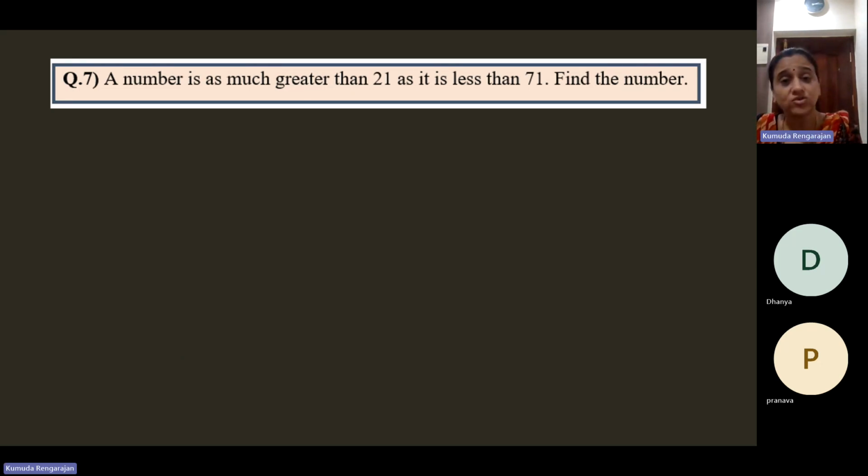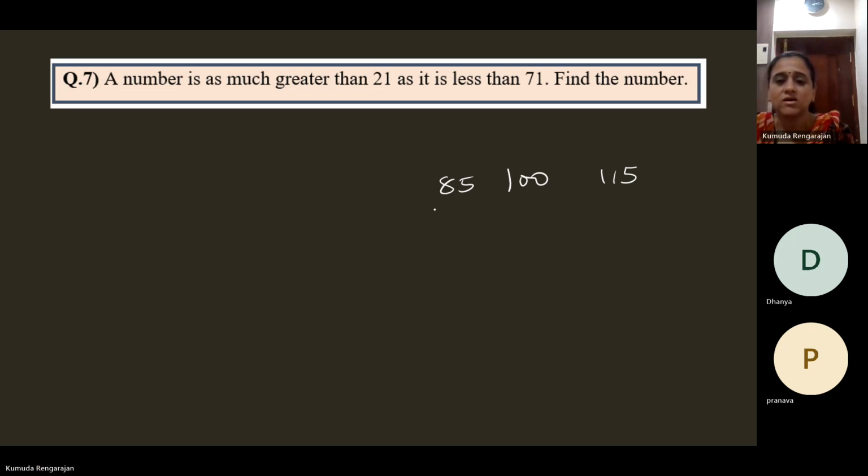A number is as much greater than 21 as it is less than 71. Now, I'll just take an example to explain this. So now, say 85 and 115. Now, 100 is as much greater than 85 as it is less than 115.